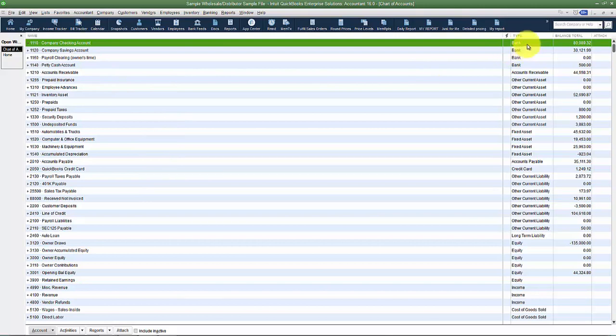How much do I have? I don't care about how much I have in each bank account. I just want to know how much cash I have on hand. Those kind of things. So organizing the chart of accounts this way really helps to make sure that people can look at it and see information quickly.